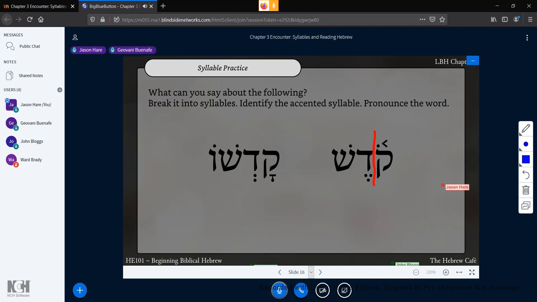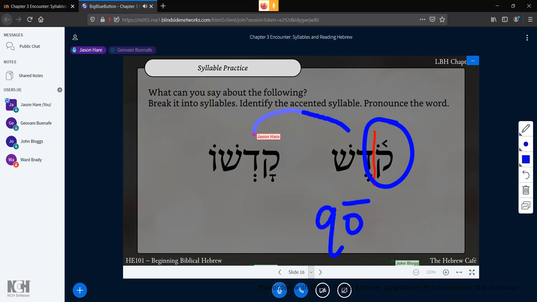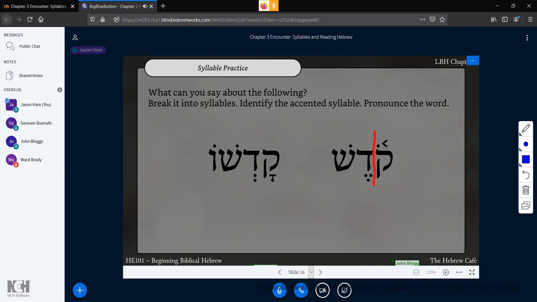Kodesh. If this is O, the first syllable is Ko. What would this one be? This word means His holiness. Holiness is here. When you add the O vowel on the end, it means His. His holiness.